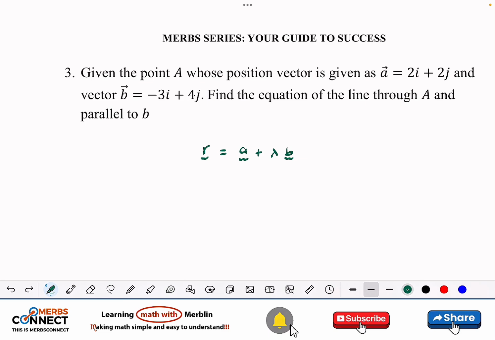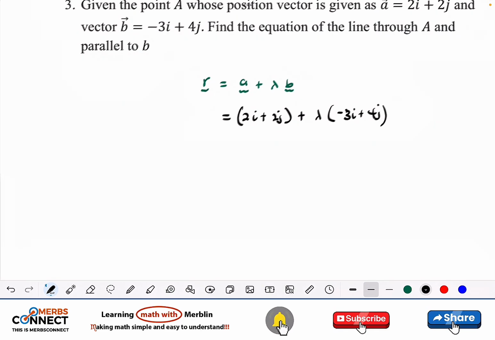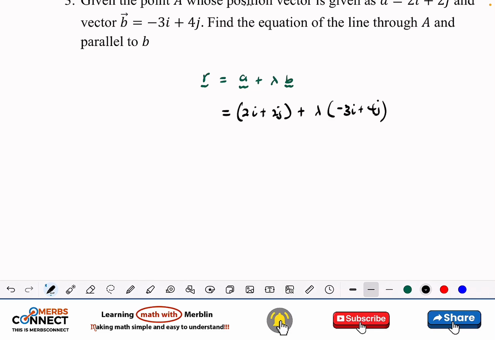So now let's do substitution, and I'll show you how to write this one too. This is going to be 2i plus 2j, right? Let me put it in parentheses, plus lambda. Then this is going to be minus 3i plus 4j. This is kind of interesting. Now, for us to have a parametric equation, we need to have i and j. So this is what we are going to do. I'll expand this and have 2i plus 3j plus, no, minus 3 lambda i plus 4 lambda j.